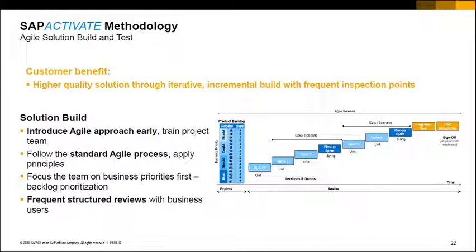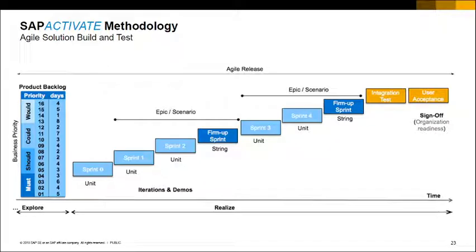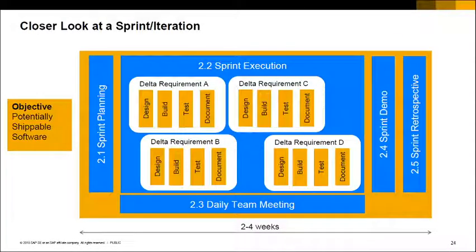And here we see that at the end of all the sprints there is a firm up sprint. This firm up sprint is used to wrap up any loose ends that may be there in the work that has been done so far. Post that, we have integration testing and user acceptance. This is the same diagram in a bigger way. And the user acceptance will actually sign off, and it means that we are ready for the deploy phase.